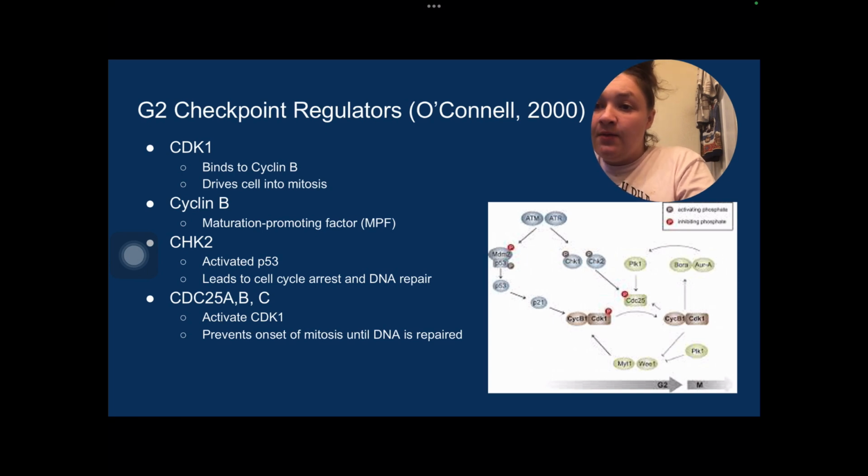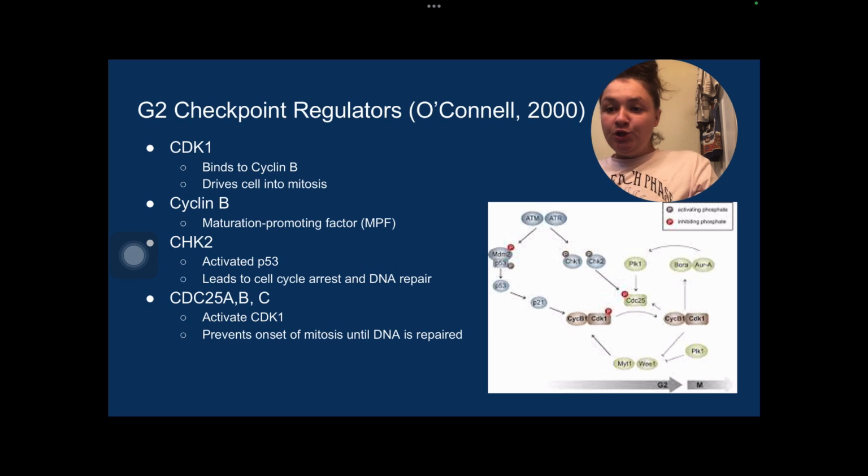ATR and ATM are upstream kinases that sense DNA damage and activate checkpoint kinase 1 and 2 respectively. ATR is primarily activated by replication stress or single-stranded damage to the DNA, while ATM responds to double-strand breaks. These kinases play a critical role in initiating the DNA damage response and activating the G2 checkpoint.